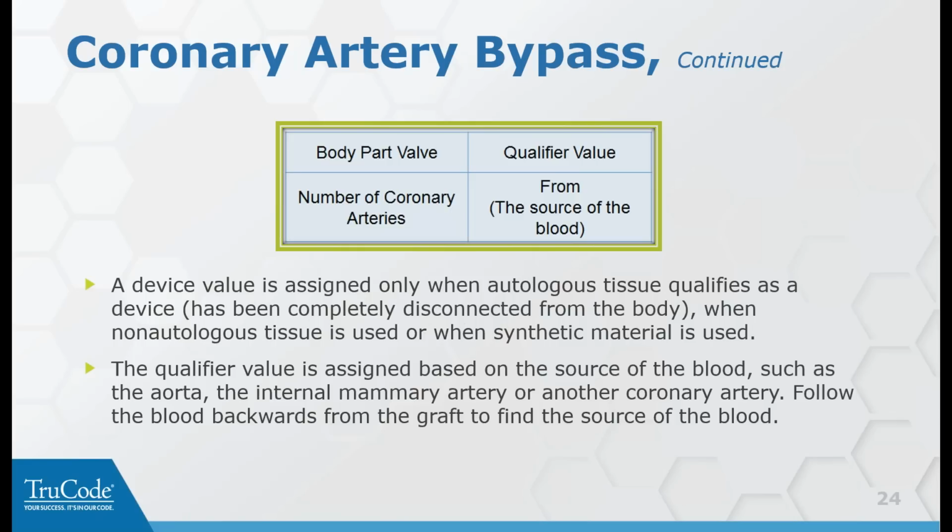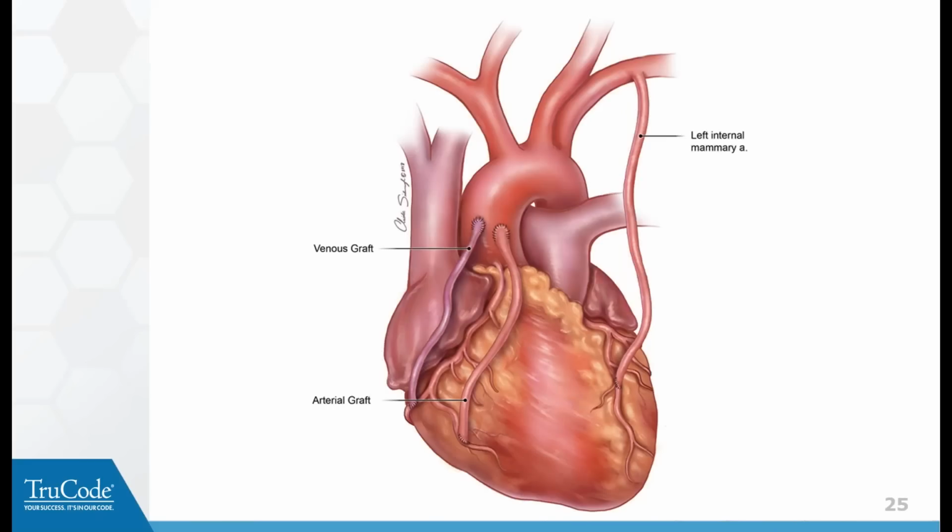So that's going to be our qualifier of W for that one, as is the next one, the arterial graft. That one's red, and that one is highly likely to be a radial artery graft. And that would also have the blood source as aorta. So let's look here at the table in TrueCode, where I was just starting to build that venous graft. So autologous venous would be my device value, and my selection for the qualifier, the source of blood, is the aorta. Don't be led off by the shiny object of number 3, coronary artery, okay?